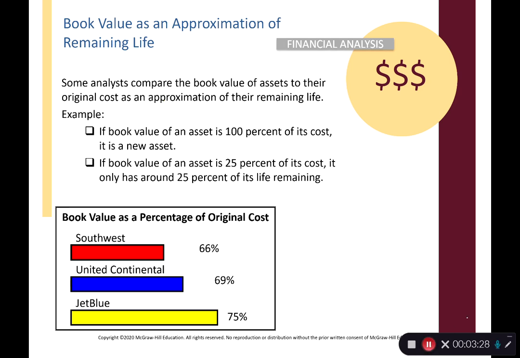Some financial analysts compare the book value of assets to their original cost as a way to determine how much of the assets remain. So if we do those calculations for various airlines, you can see that there's only 66% left for Southwest, whereas JetBlue has 75%. What does this mean? Well, to me, it means that JetBlue's fleet of planes is probably slightly newer than that of Southwest, and United kind of is in the middle.